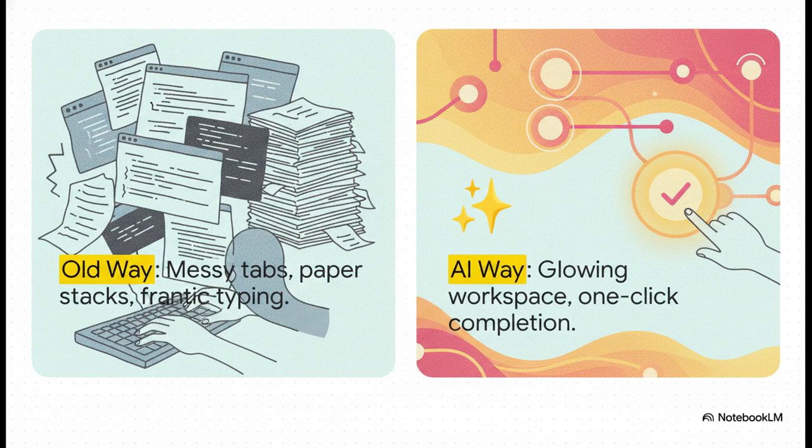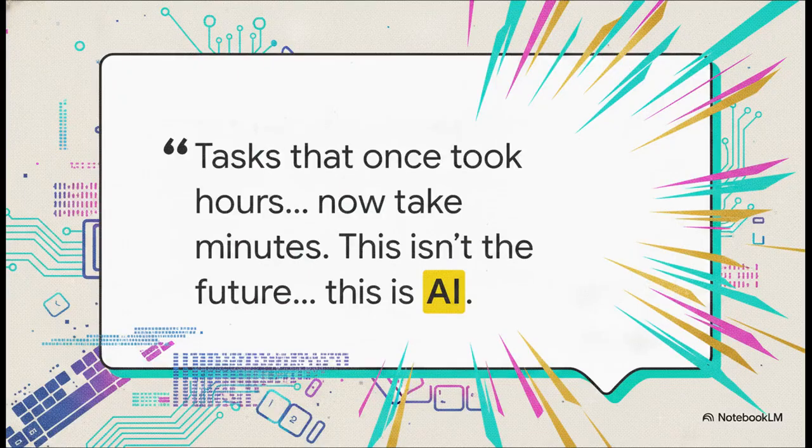It makes the absolute friction of manual labor feel visceral. We're talking muted, cool tones, frantic typing, and endless lines of code for the old way. Then, bam! It sharply contrasts that with vibrant, warm colors and this seamless wave of flowing data for the AI way. It's not just a change in tech, it is a complete shift in the emotional temperature of the entire workspace. The script reinforces this visual contrast with an incredibly powerful voiceover line, declaring that tasks that once took hours now take minutes, and that this isn't the future, this is AI.